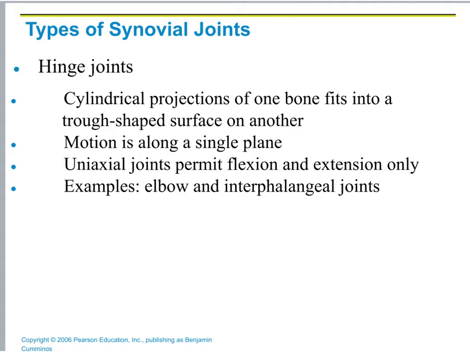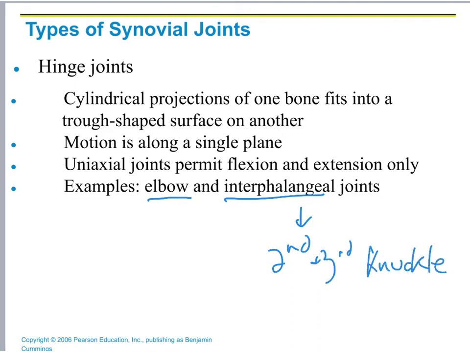Next up is a hinge joint. A hinge joint, such as at your elbow, in between your fingers at your second and third knuckle, and in your knee, as well as another example. This is considered a uniaxial joint. There's movement in one plane only.